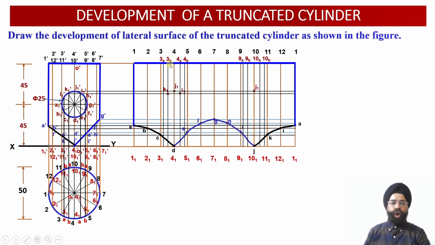So we can check, onto 3B intersecting with this horizontal generator, K1 has been located, and onto 10A intersecting with this horizontal generator, point K1 has been located.